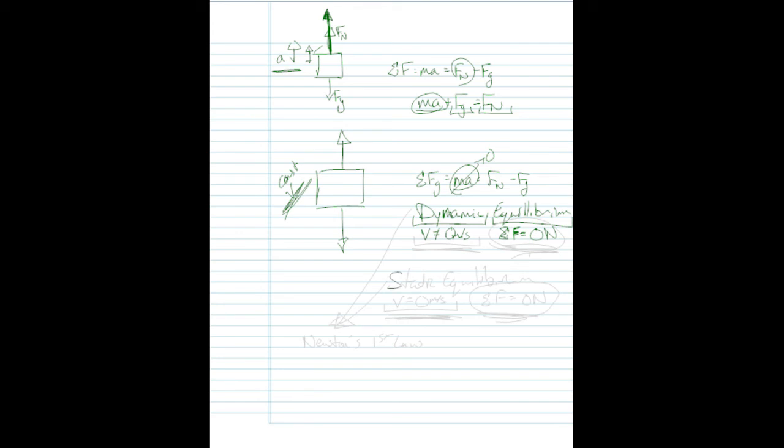We can also have static equilibrium. This is when the velocity is equal to 0 and the net force equals 0. We just have to remember that when net force is 0, all that means is acceleration is 0. It could be moving or it could be stationary. Those are two statements, again, of Newton's first law. An object in motion will stay in motion. An object at rest will stay at rest unless acted upon by an unbalanced force.